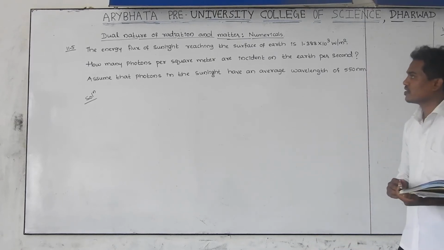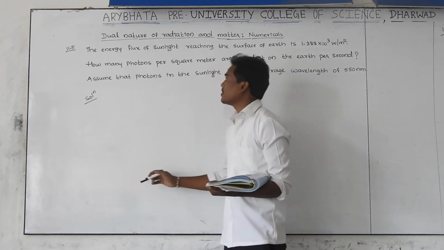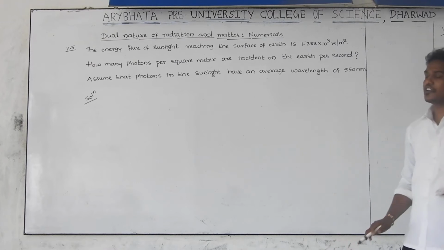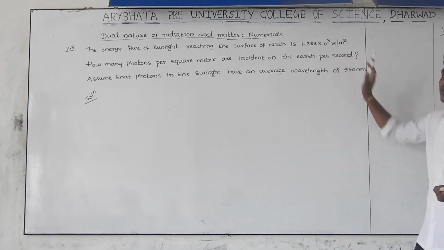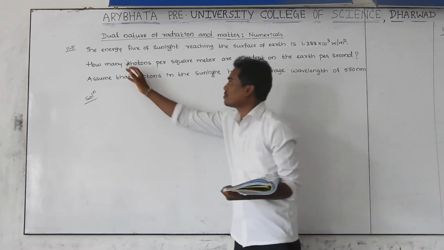Good morning, students. This is exercise number 5. The energy flux of sunlight reaching the surface of the earth is 1.388 × 10^3 watt per meter square. What is the meaning of energy flux here?